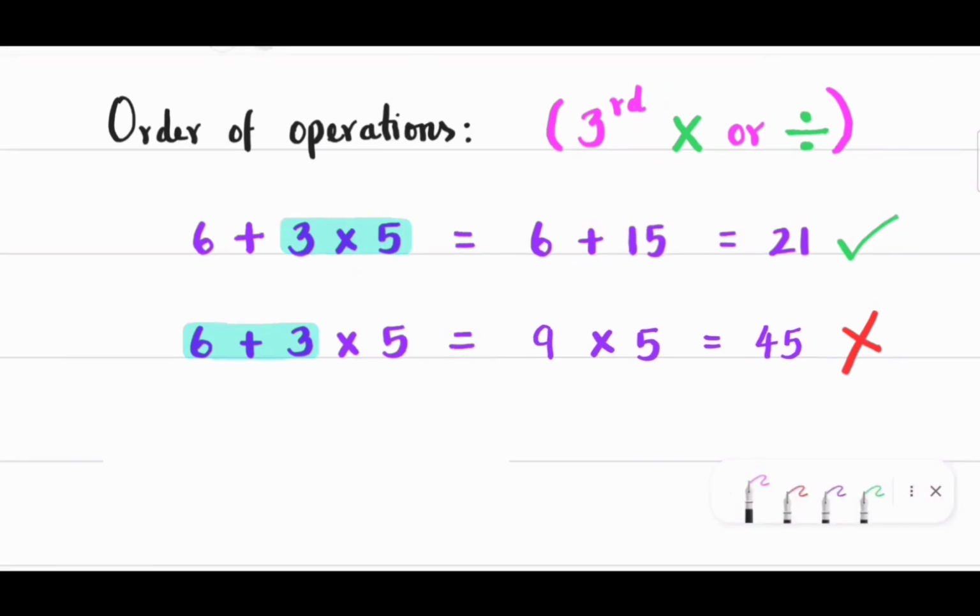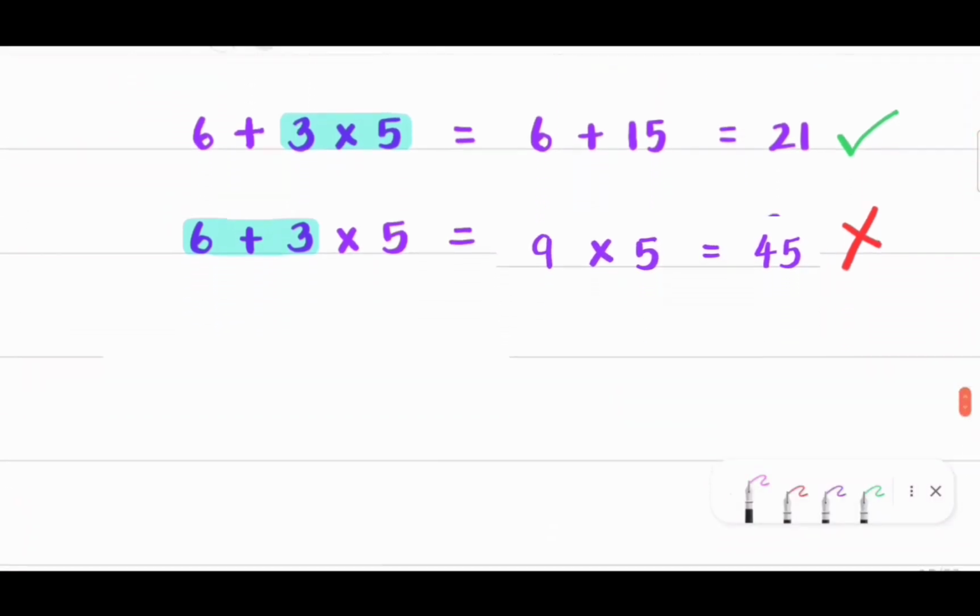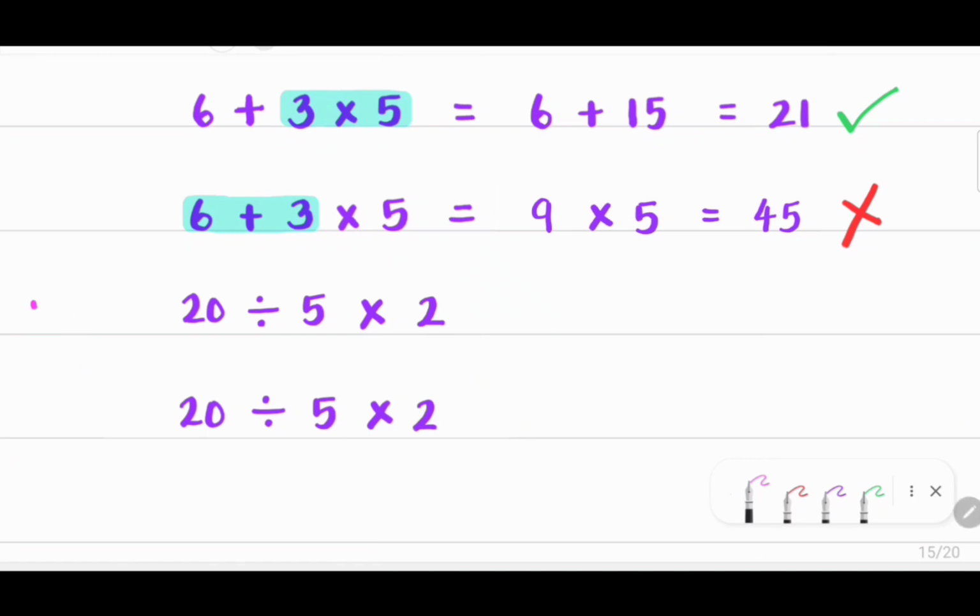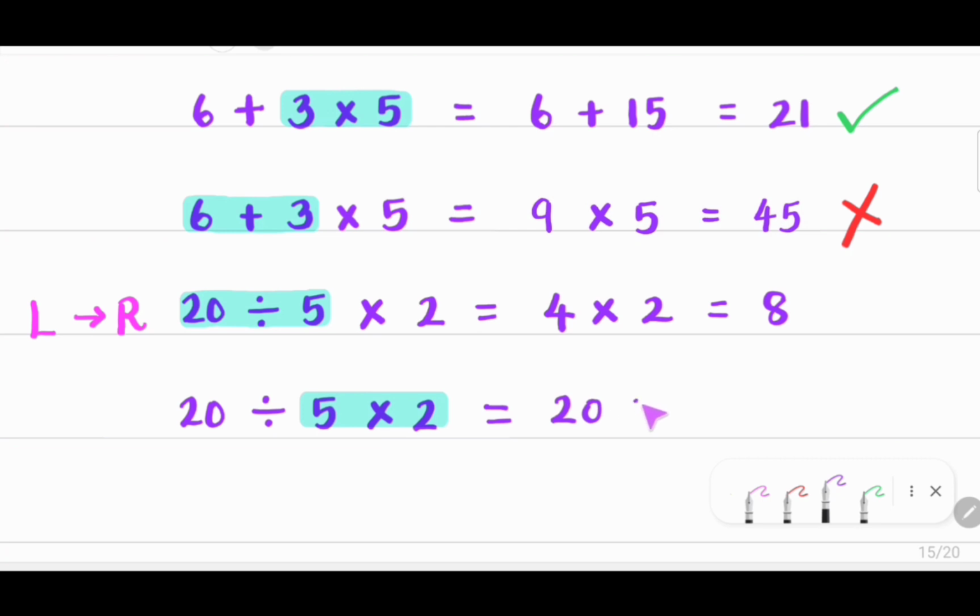What if division and multiplication exist? In that case, just go left to right. Here, if I divide 20 by 5 before I multiply 5 with 2, we get 4 times 2, which equals 8. Whereas, if I multiply 5 with 2 before I cancel 5 with 20, we get 20 divided by 10, which equals 2.